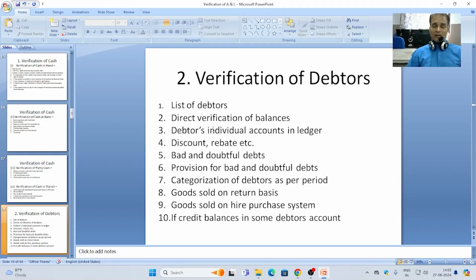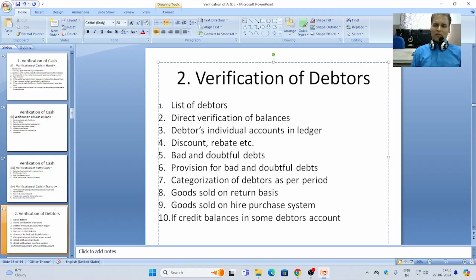Again, he can verify the debtors' individual accounts in the ledger books. With this, he can easily identify the opening balance of the debtors, how much amount has been received from them, and what the closing balance is. He can get a deep knowledge regarding the transactions with a particular debtor. He has to verify that if any type of discount or rebate is there, it is accounted for properly for the maintenance of debtors' balances.